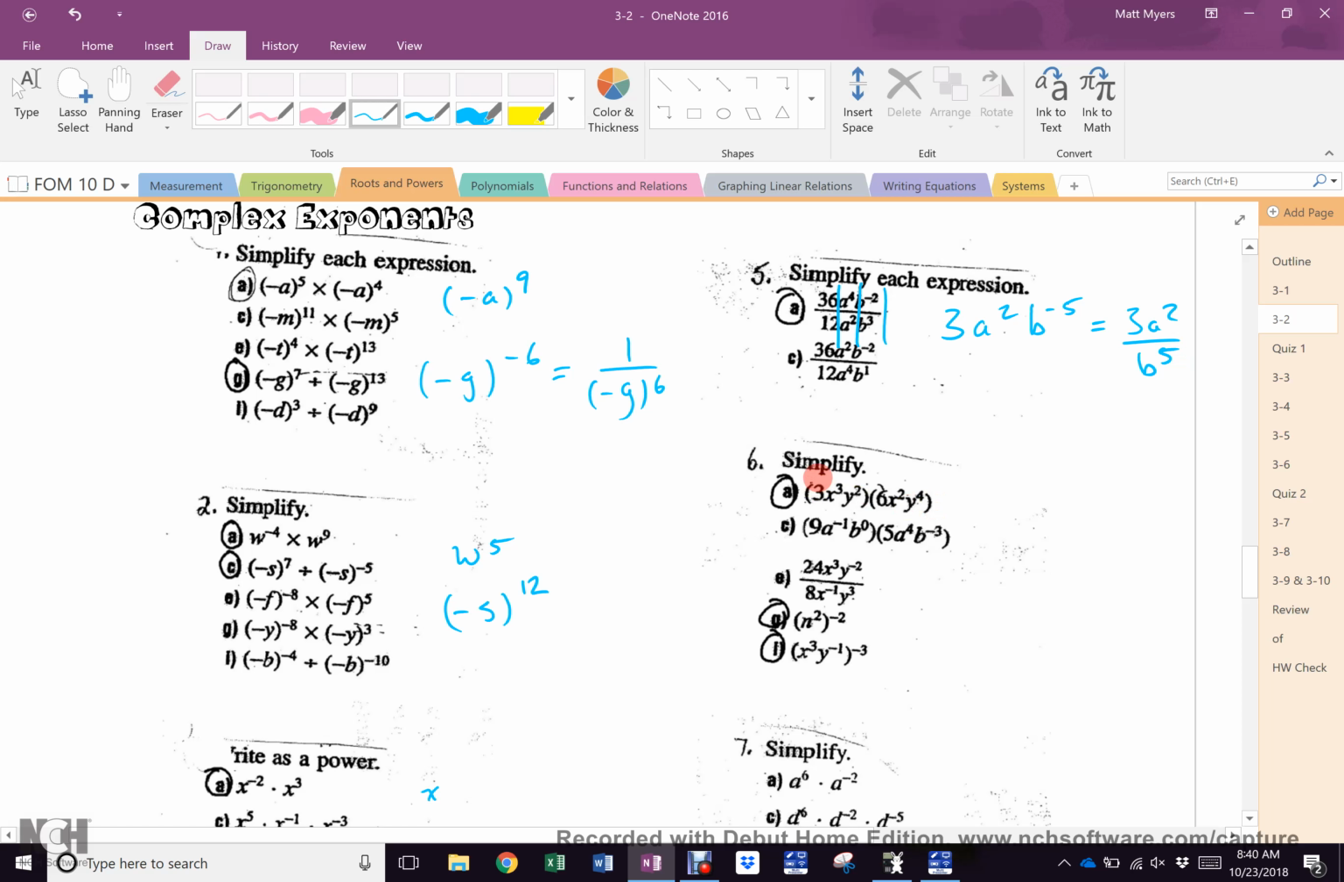What do you do with the numbers? 3 and 6. Times them, so that's 18. What do you do with the letters? X and X. X to the 5th. What do you do with the Y's? Y to the 6th. G. N to the negative 4. What's wrong with that? 1 over n to the 4th. I. Minus 9. Y. Plus 3. What's wrong with that? Nicely done.